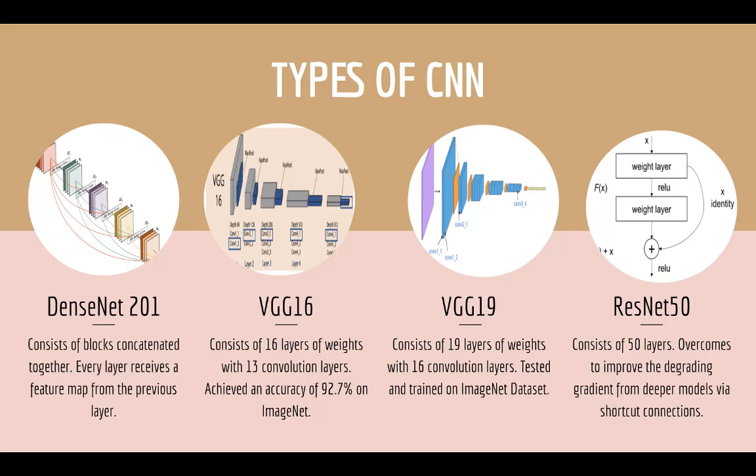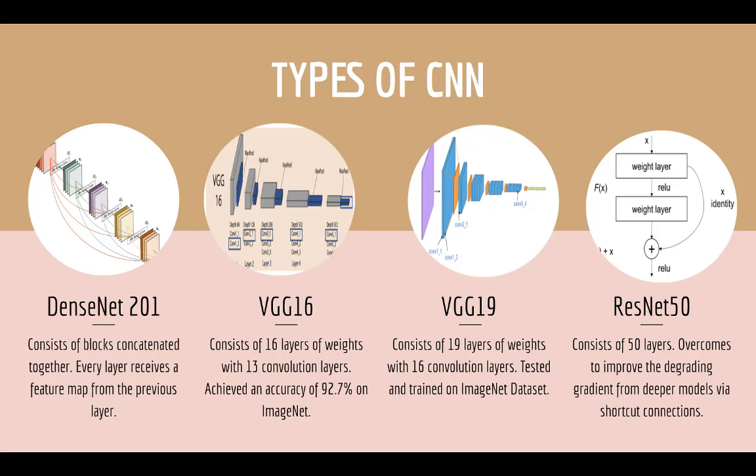VGG16 and 19 are visual geometric group networks, and they are both tested and trained on the ImageNet dataset. VGG16 consists of 16 layers of weights, while VGG19 consists of 19 layers of weights, with 16 convolution layers, while VGG16 consists of 13 convolution layers.